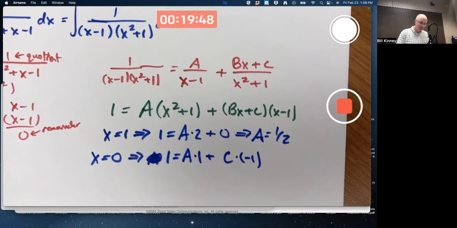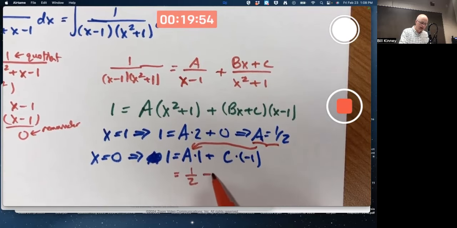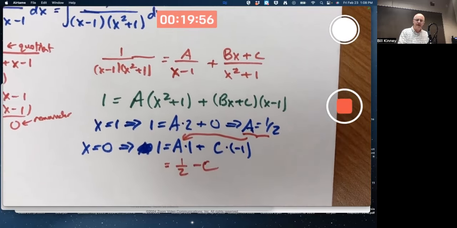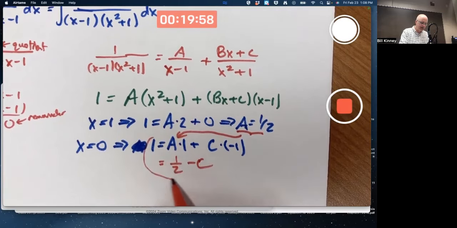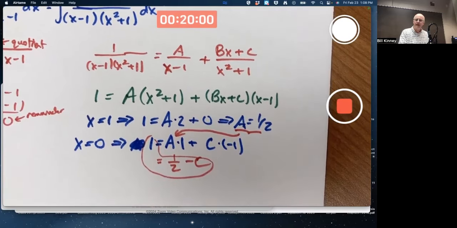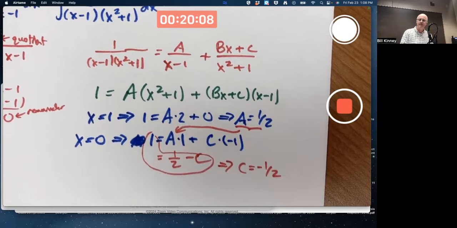Don't fret. We already know a is 1/2. Plug it in there. This is now a fairly simple equation. We can solve for c. Add c to both sides. Subtract 1 from both sides. If you do that, you get c is -1/2.